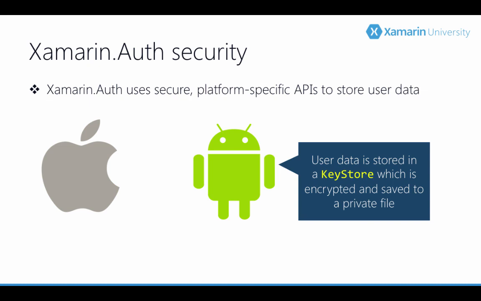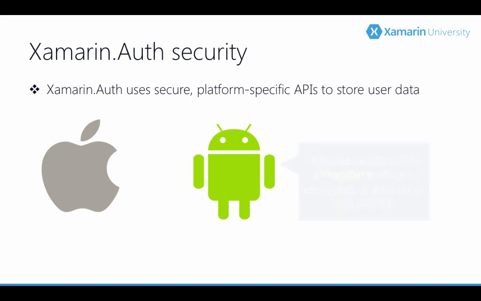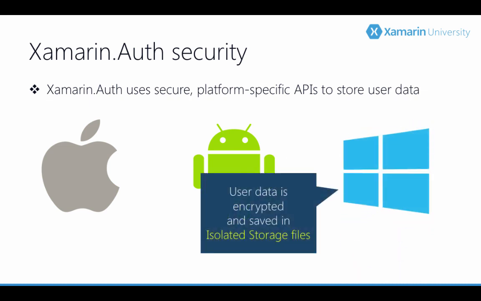The Android key store APIs do not include persistent storage, so Xamarin Auth creates a private file to store the key store data. The data is encrypted by the key store and it's saved in that file. Now, on Windows Phone, Xamarin Auth encrypts the data and then stores it in files located in the isolated storage for your application.